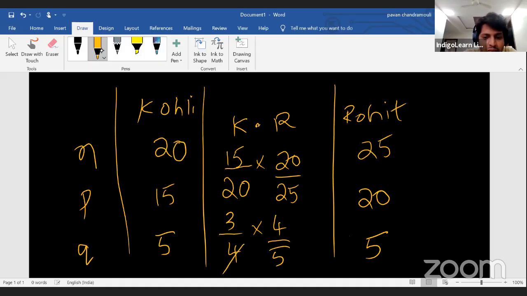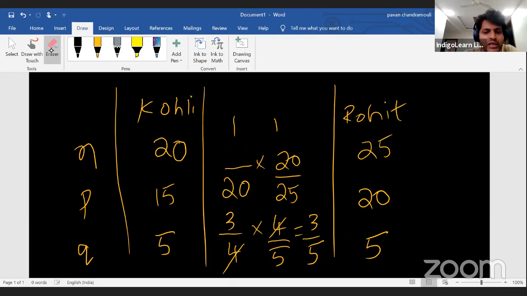So when I multiply both, you can see this becomes 3 by 5. So what does 3 by 5 represent? 0.6 or 60%. That means what is the probability that both Kohli and Rohit score a century in today's match? I would easily say the answer is 60%. Yes or no? Because both Kohli and Rohit have to score a century. So it will be Kohli's success into Rohit's success.